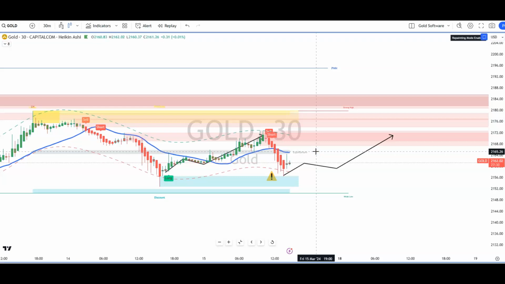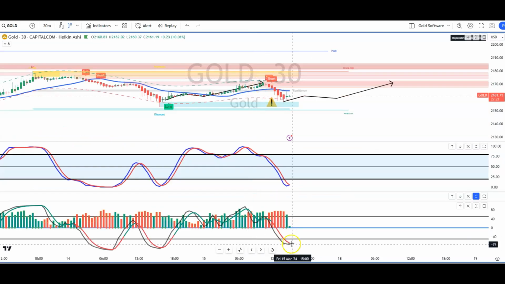Now this is the live situation. 21.61 is the price on gold. Pretty low volumes. Let's have a look at the volumes. The volumes were trying to push up above this level here, which is important.